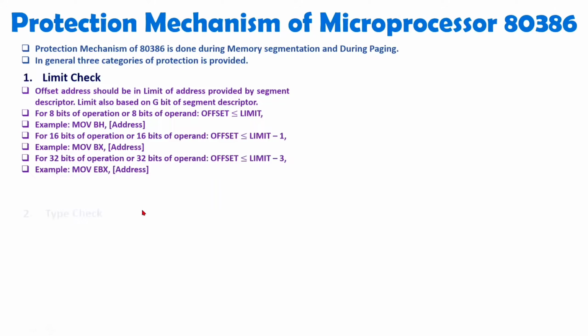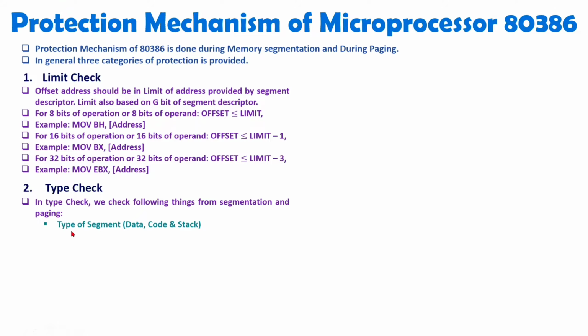Now my dear students, I'll explain how we have the type check. Type check means we need to understand what type of segment is given to you. That information regarding the type check is given in the segment descriptor. So here we check which type of segment it is. Is it a data segment, code segment, or stack segment?